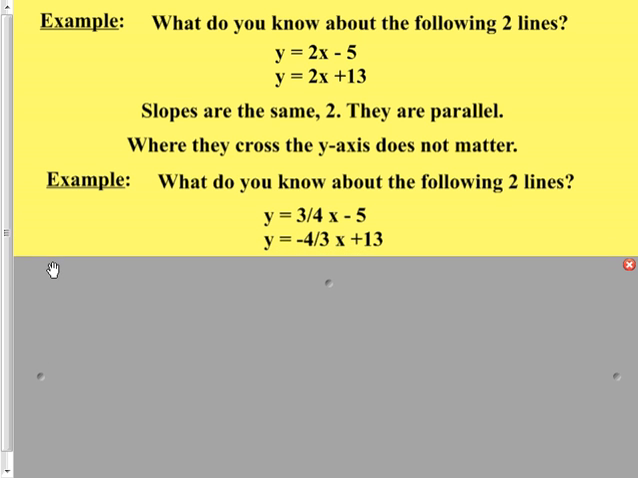Okay, so here's two other lines, just getting our feet wet again. What do you know about the following two lines? y equals 3/4 x minus 5 and y equals negative 4/3 x plus 13.